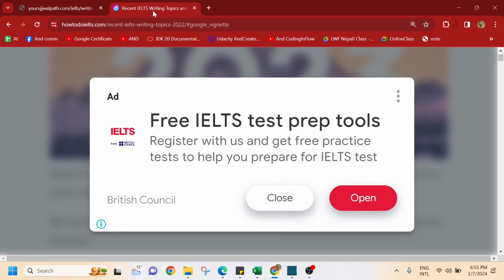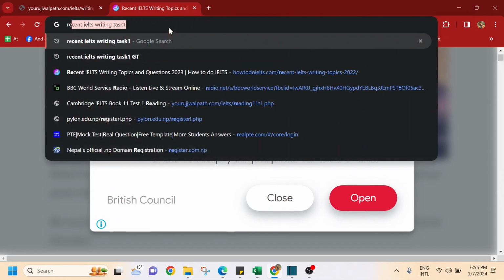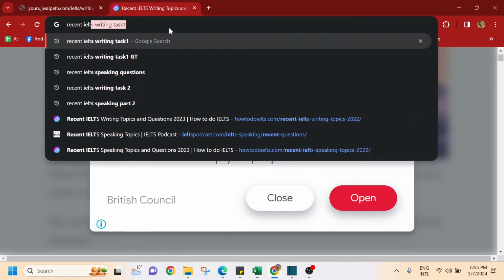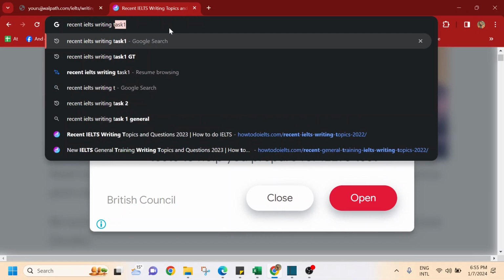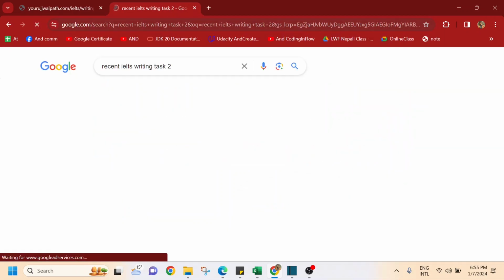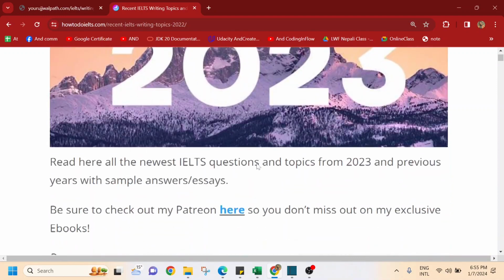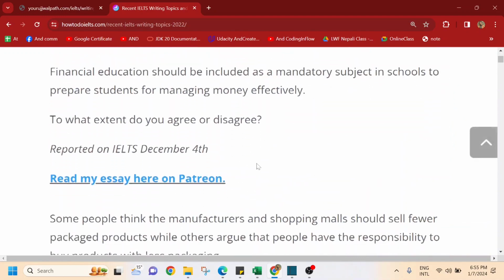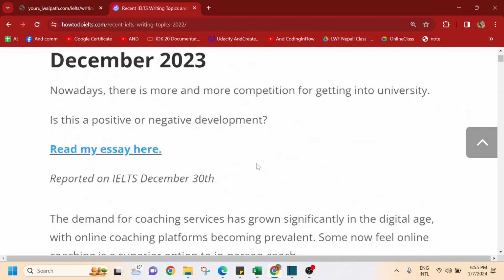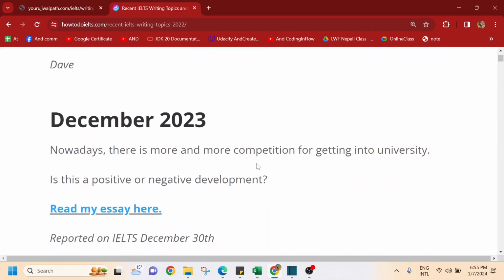Next thing I should say, if you search on Google recent IELTS writing task 2, you'd end up getting this "how to do IELTS 2023". It is 2024, but still you'll get this website. If you go inside this one, you'll find lots of questions. These are recent questions that have been asked, okay.